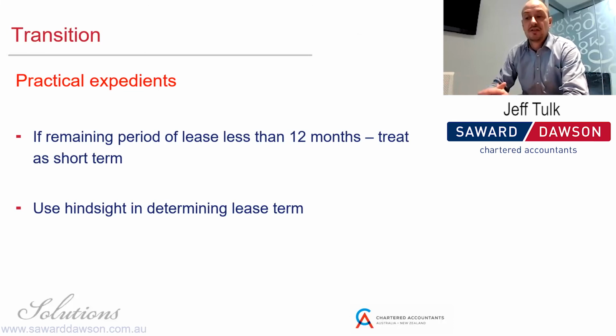You can also use hindsight in determining the lease term. So you don't have to go back 10 years and work out what you would have likely done with the option period, etc. If you've renewed, or if you're likely to renew, you can look at, in effect, the benefit of hindsight to determine the lease term.